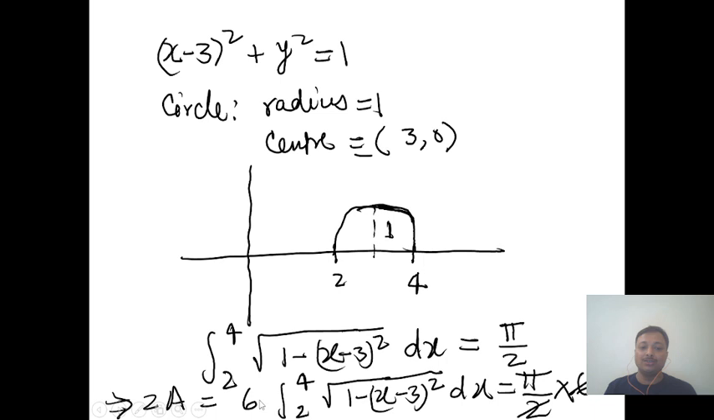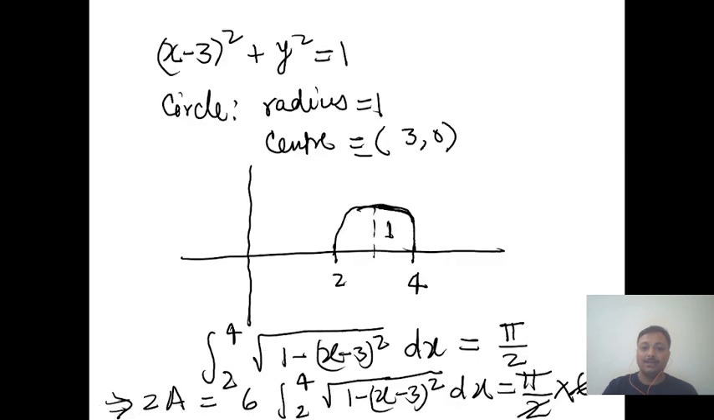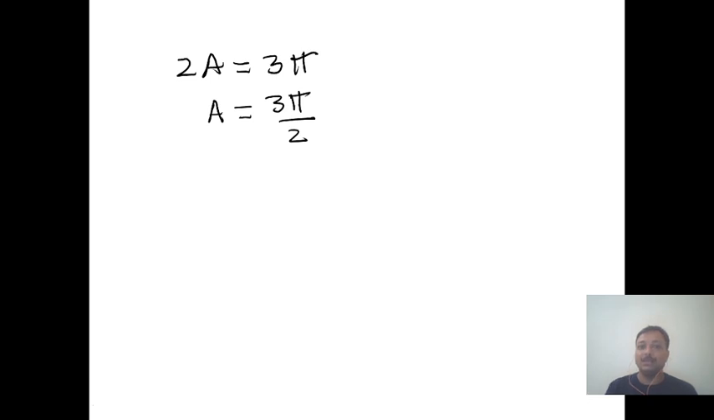But we get 2a equal to 6 times the integral from 2 to 4, and we have converted the inside into square root of 1 minus (x minus 3) whole square dx. So this we get as pi by 2 into 6. So 2 will cancel with 6, leaving a factor of 3. So this is 3 pi. So a is equal to 3 pi by 2. This is the final answer. So without integration, this is the approach you follow to get the area between the curves.